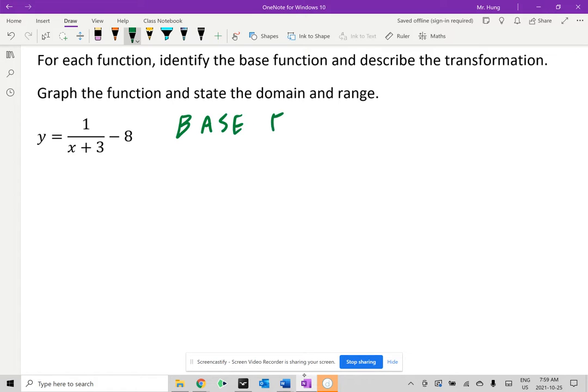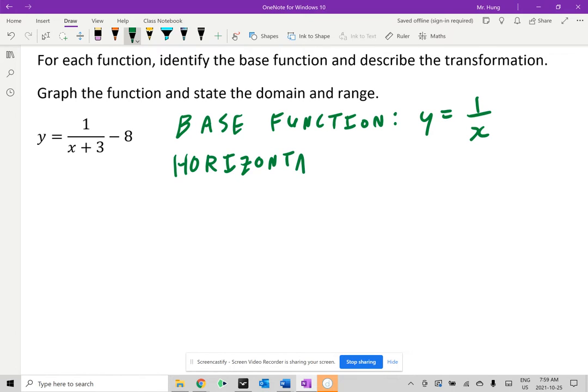The base function, or the parent function in this case, is going to be y equal to 1 divided by x, also known as the reciprocal function. Now, in terms of describing the transformation, notice there's an x plus 3 in the denominator. That basically means go left by 3 units. And you cannot just write that down.